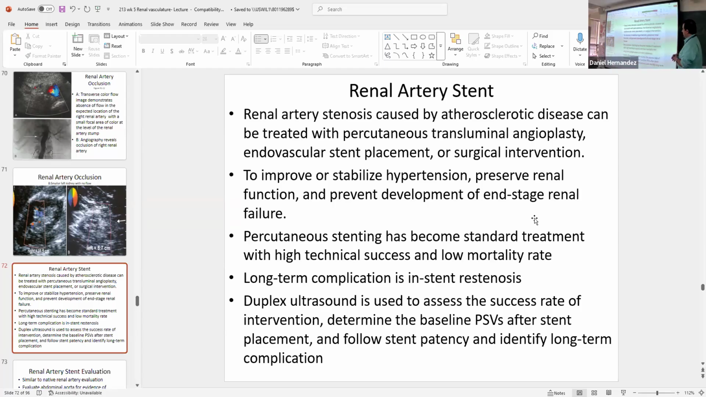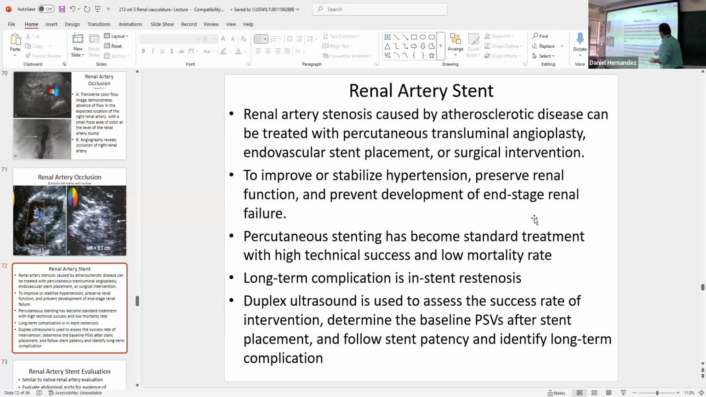So this will help to improve or stabilize the patient's blood pressure, preserve the renal function, and prevent development of end-stage renal failure. So again, our goal is to prevent them from going into that end-stage renal failure where they're going to require dialysis. That percutaneous stenting has become a standard treatment with high technical success and low mortality rate.